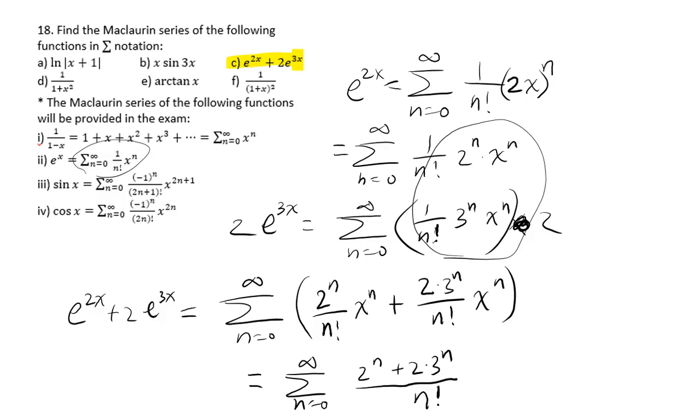And you should always put the numbers that don't have the x's in there separate from the x itself, because you have to write it in power series. Always that should be some constant times x to the n. So that's the answer.